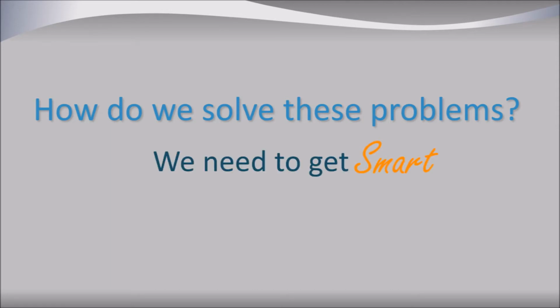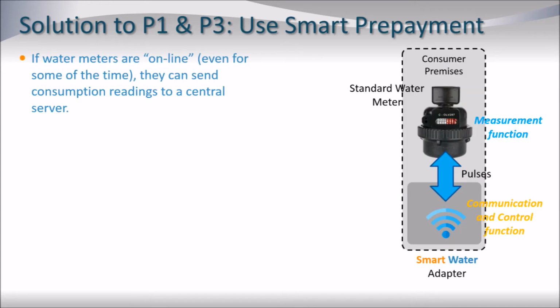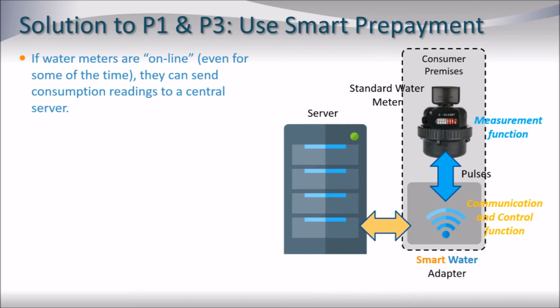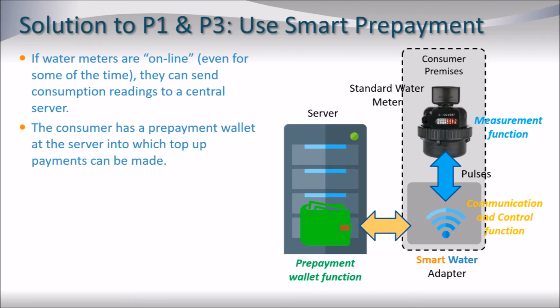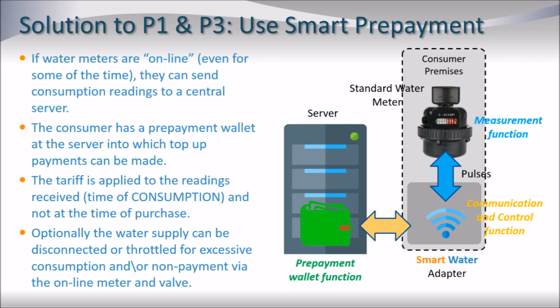Well, we need to get smart. The solution to problems 1 and 3 are in using smart prepayment. If water meters are online, even for just some of the time, they can send consumption readings to a central server. The consumer has a prepayment wallet at the server into which top-up payments can be made. The tariff is applied to the readings received, that's at the time of consumption, and no longer at the time of purchase. Optionally, the water supply can be disconnected or even throttled for excessive consumption and/or non-payment via the online meter and valve.